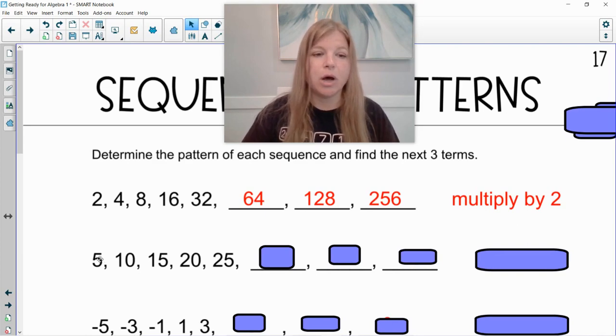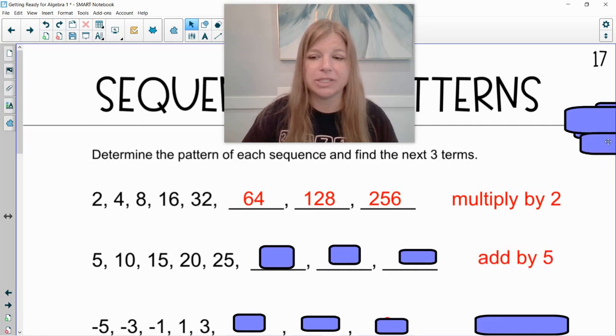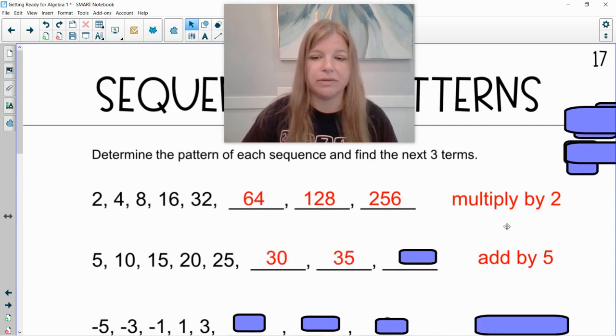Next one. Oh, well, 5 times 2 is 10, so maybe this next one is also multiplying by 2. 5, 10, but then it's going to 15. And that's definitely not multiplying by 2 each time. In this case, going from 5 to 10 to 15 to 20 to 25 is simply just adding by 5. So if I wanted to continue this pattern, I would go from 25, add 5 to get 30, add 5 to get 35, add 5 to get 40.